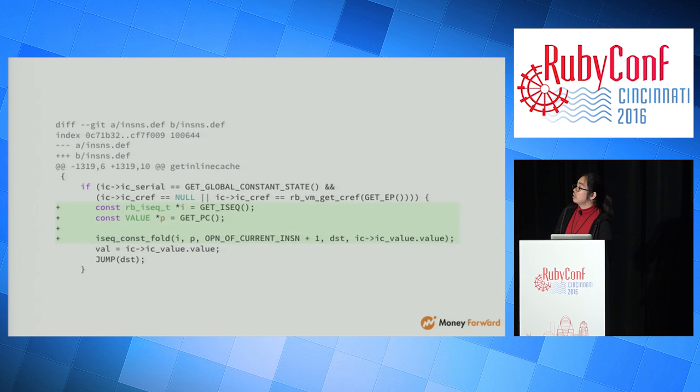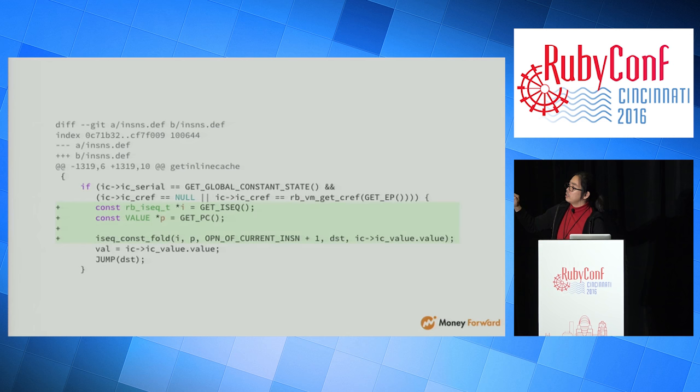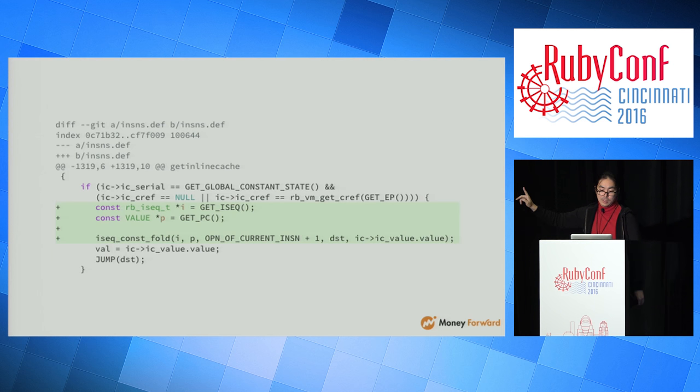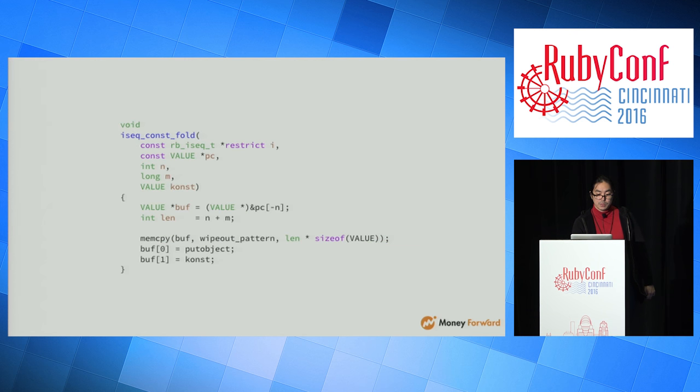This is the implementation. Can you see the header? It is the actual implementation of get inline cache. And the complex if condition, you see, is testing if the cache hits. And if it does, before we jump to the destination, we const fold using the value. This is the const fold, very simple. It writes the buffer with what we call a wipeout pattern, a series of nops. Then it fills out the first two words, which are put object and the constant.